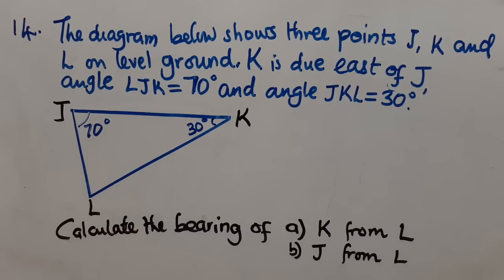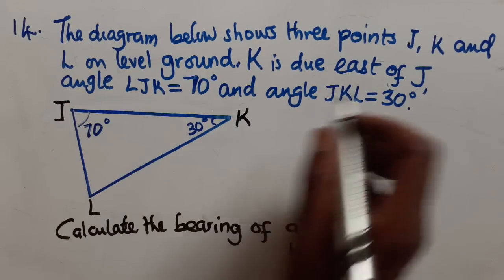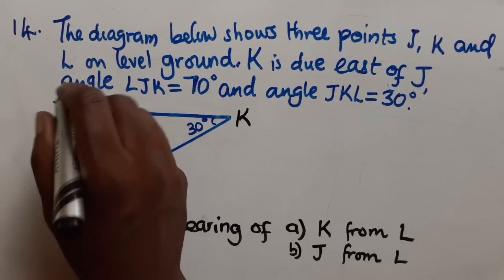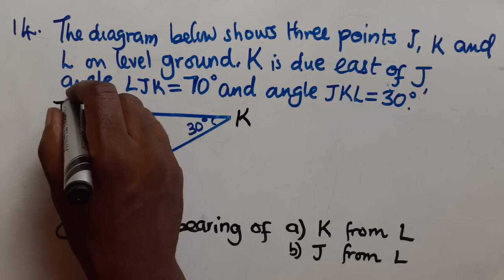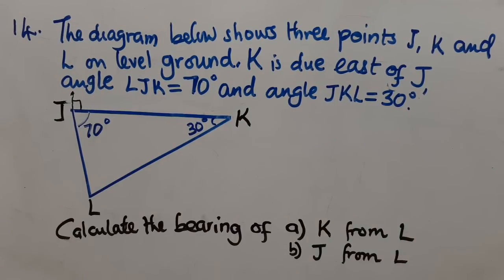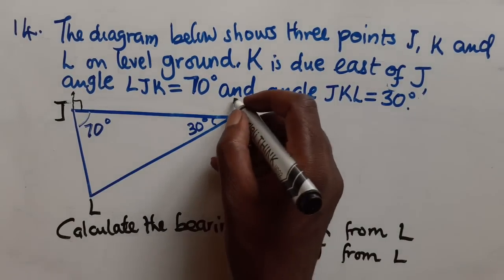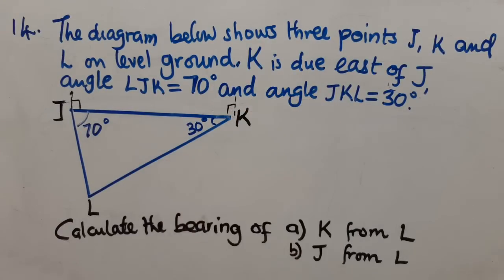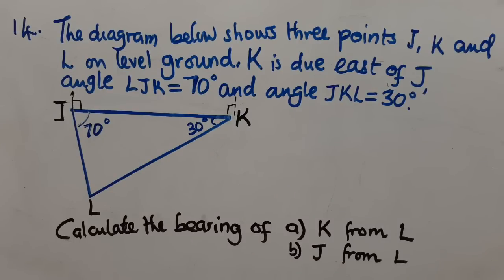We have question 14. The diagram below shows 3 points J, K, and L on level ground. K is due east. Okay? K is due east of J. What that means is that this is 90 degrees here. That is what it means, that one. Even this one here also, it's 90 degrees. Okay?